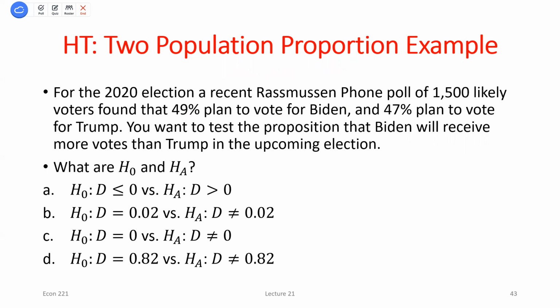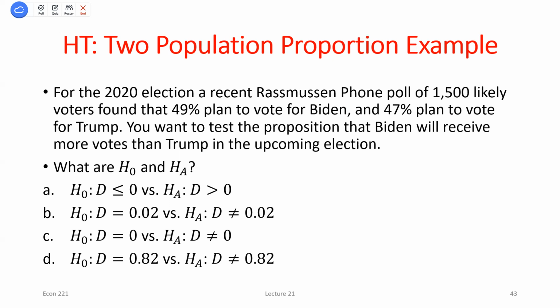So if I define this as proportion of Biden voters minus proportion of Trump voters, and I want to test whether or not Biden is going to get a higher proportion of the votes, what am I thinking this difference is going to be? Positive, right? So that's what I want to test for. That's going to be my alternative hypothesis.